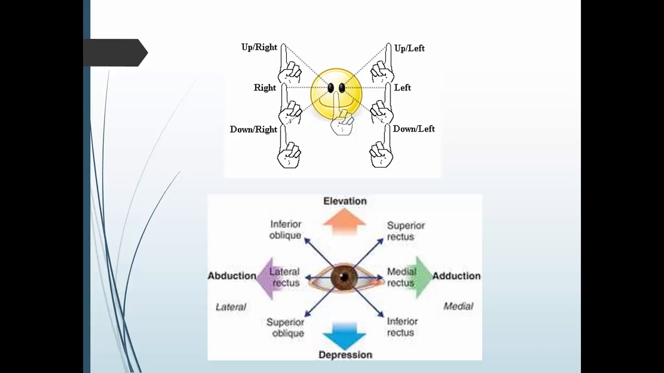And so this is looking at the 6 cardinal fields of vision. Basically, you move your finger, or you can put a pen in your hand and have them follow that in all these 6 levels.